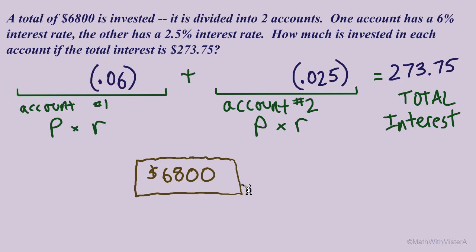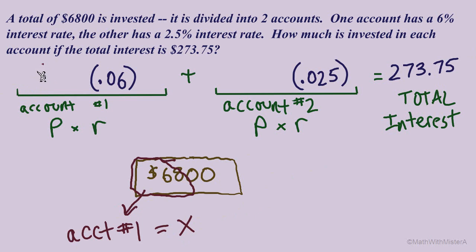This represents the total amount of money that we're investing, $6,800. Now we don't want to say we're evenly splitting it up, so $3,400 into each account. We can't assume that it's evenly divided. All we know is that from this total, we're going to take some part of it out to put into the first account. And we'll use a variable to represent this unknown, x. So up here, we're going to use x to represent the unknown amount of dollars put into account number 1. We don't want to use a separate variable for account number 2.